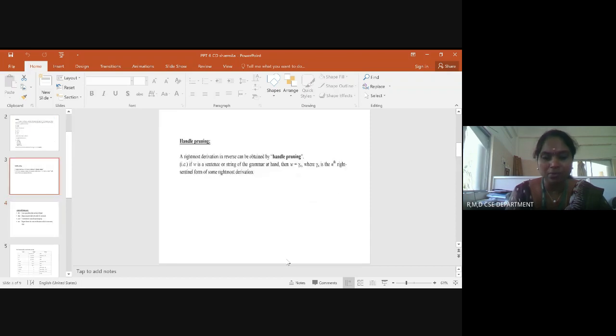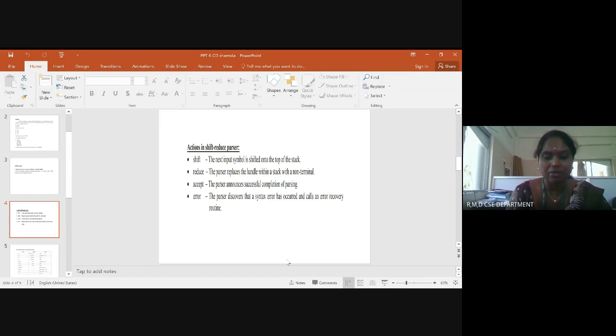There are four actions of a shift reduce parser: shift, reduce, accept, error. First, shift: the next input symbol is shifted onto the top of the stack. Reduce: the parser replaces the handle within the stack with the non-terminal. Accept: the parser announces successful completion of parsing. Error: the parser discovers that a syntax error has occurred and calls an error recovery routine. So shift, reduce, accept, error are the four actions of the shift reduce parser.